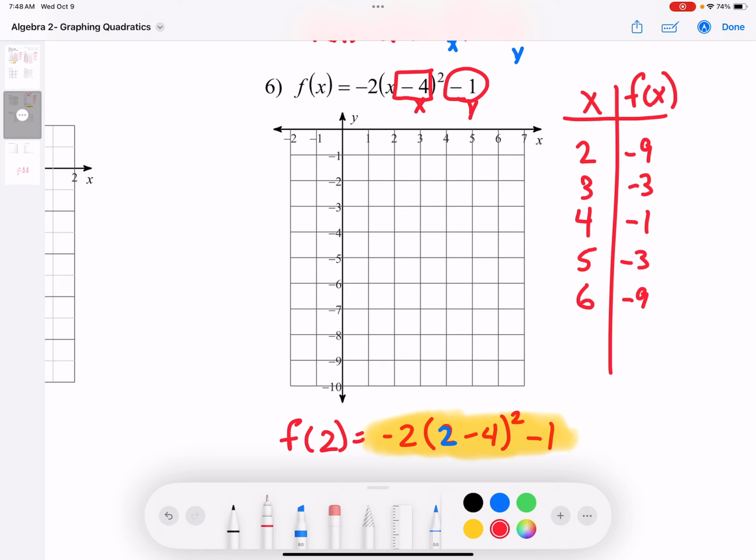So now what we're going to do is we're going to plot all those points, obviously. So 2, -9 is right 2, down 9. 3, -3 is right 3, down 3. 4, -1. 5, -3. And 6, -9. So that is the graph of that equation.